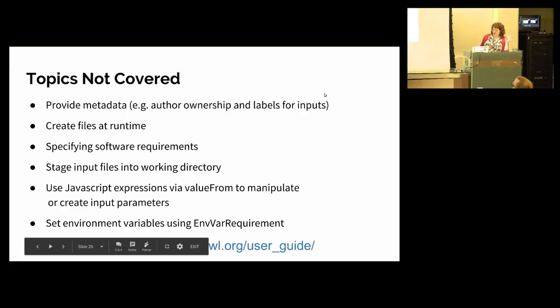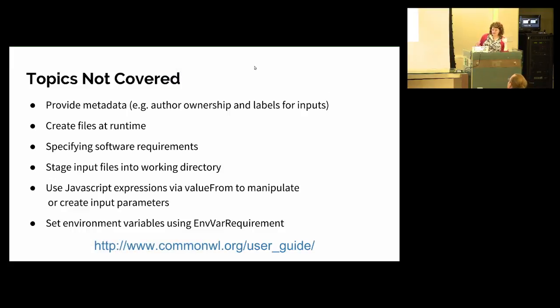Okay, so there's a bunch of stuff I didn't cover because I didn't want to keep you here forever, and I'm already 3 minutes over. So you saw a little bit. You can provide metadata about your author ownership and labels for inputs if you want to add that. We mentioned you can create files at runtime, which is one of the ways to dynamically create inputs that somebody asked about. You can specify software requirements. You can put input files into the working directory. Sometimes tools will only look in the working directory where the tool is located for files. You can do that. You can use JavaScript expressions in valueFrom to manipulate or create input parameters.